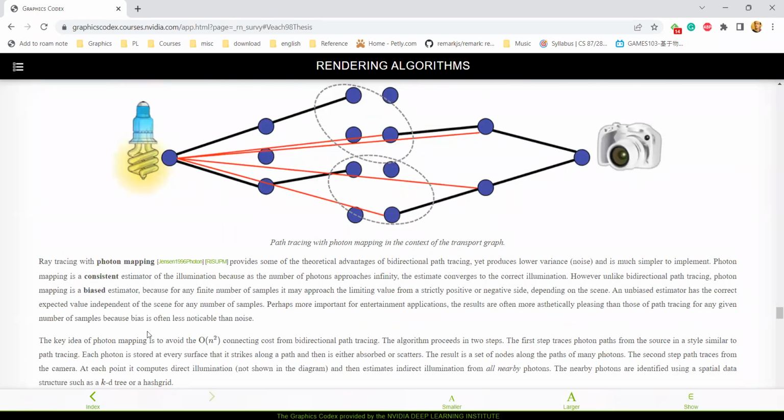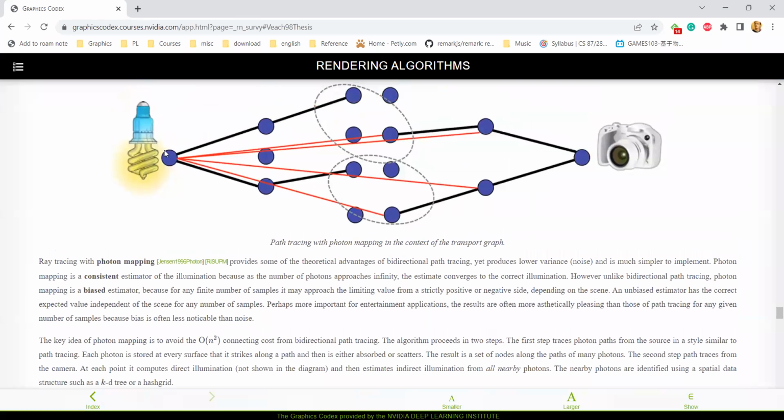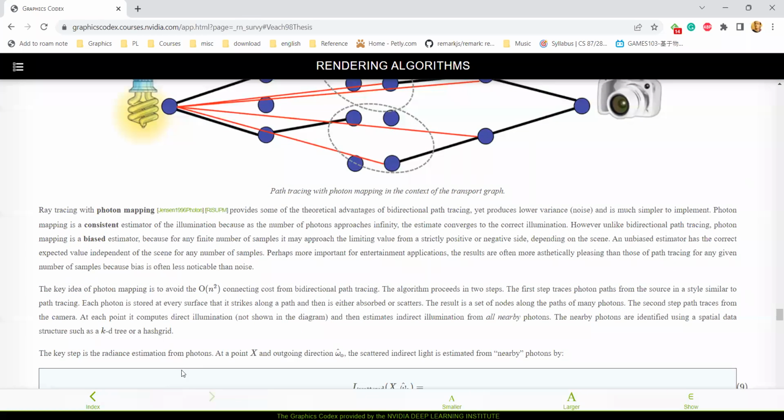The key idea of photon mapping is to avoid the O(n)² connecting cost from bidirectional path tracing. The algorithm proceeds in two steps. The first step traces photon paths from the source in a style similar to path tracing. From the source, you mean the light source. So from here, each photon is stored at every surface that it strikes along a path and is either absorbed or scattered. The result is a set of nodes along the path of many photons.